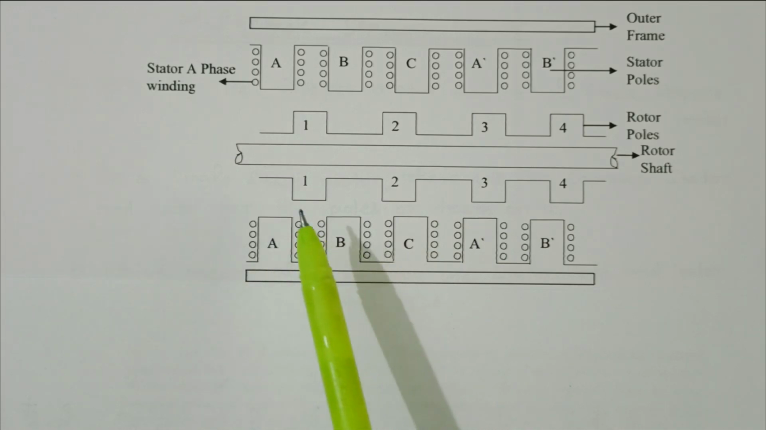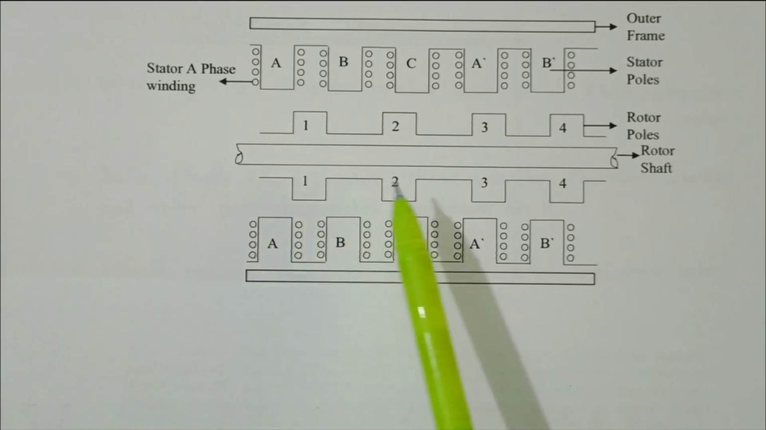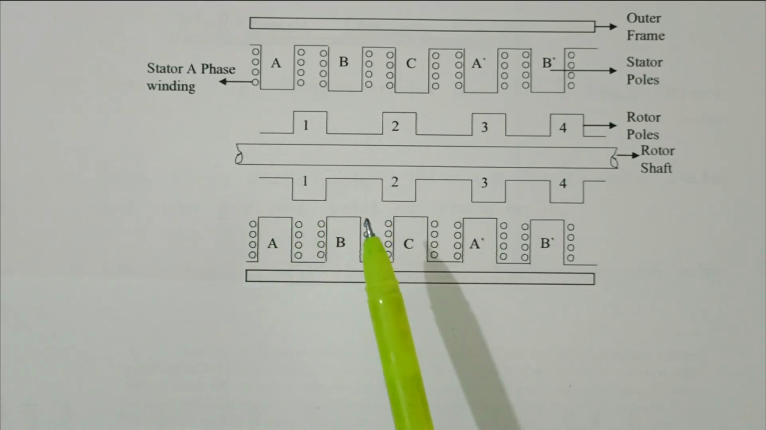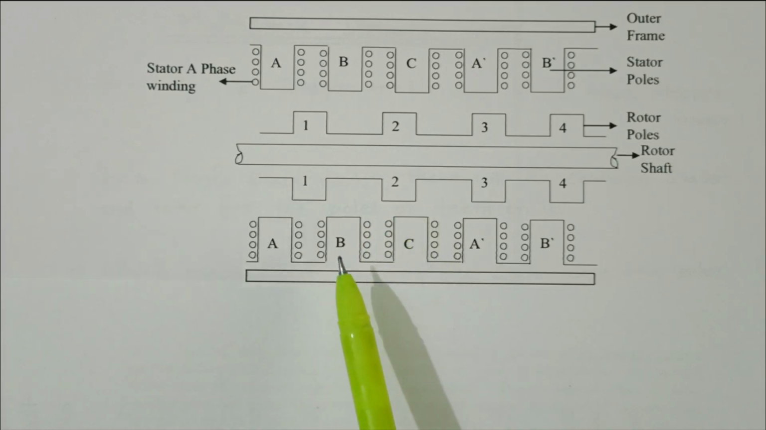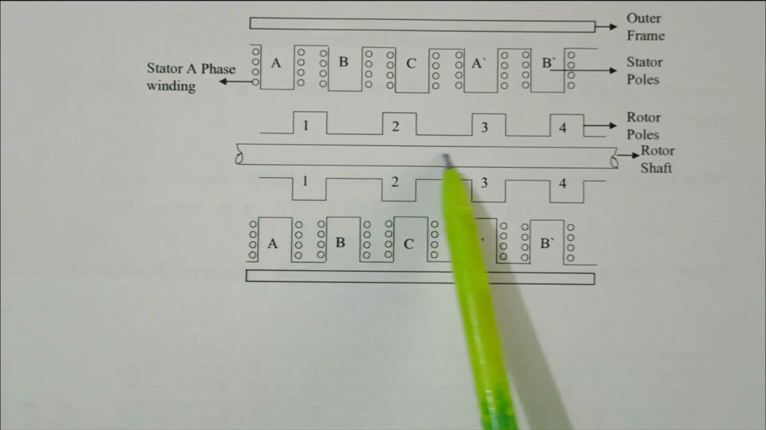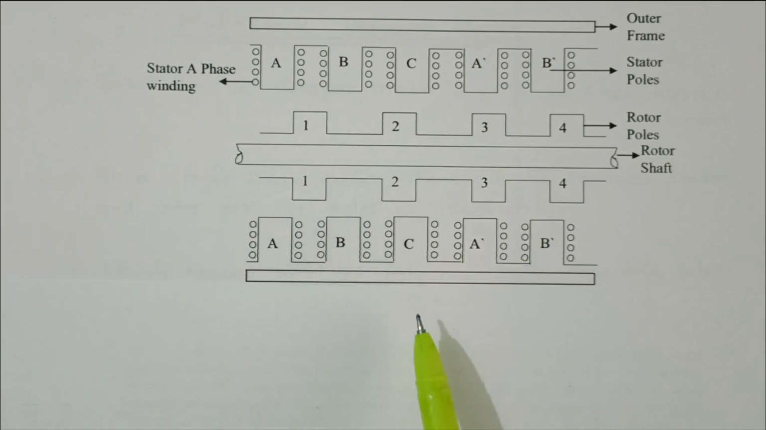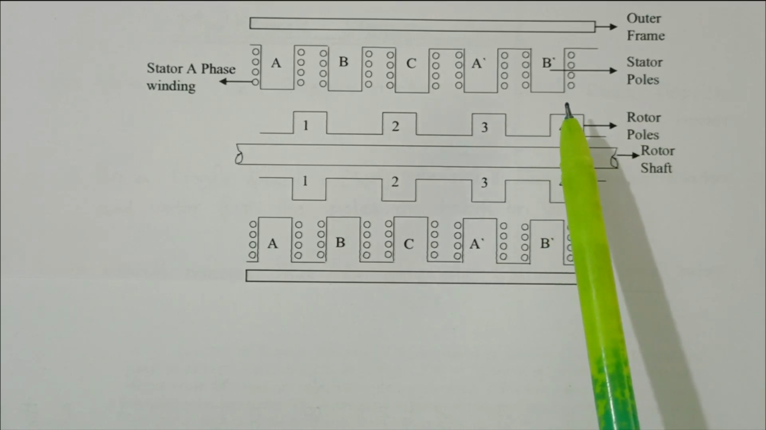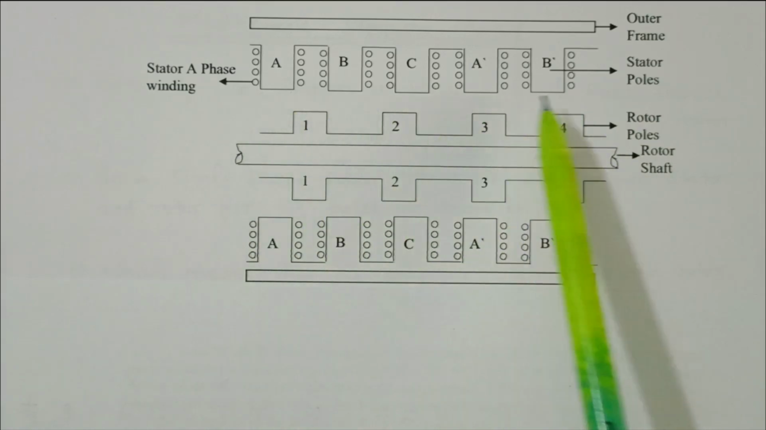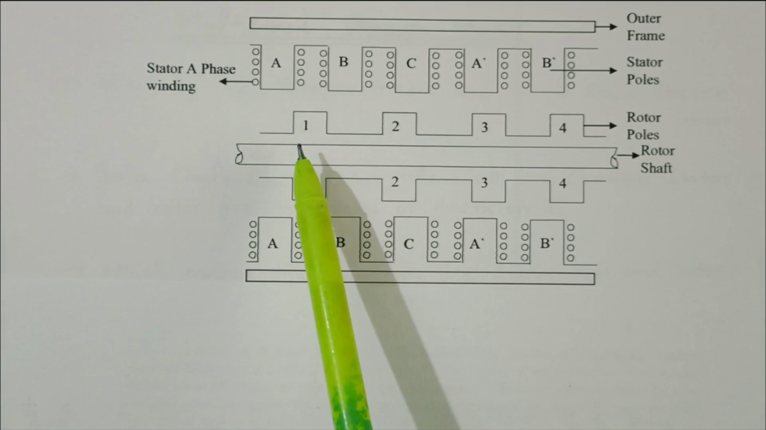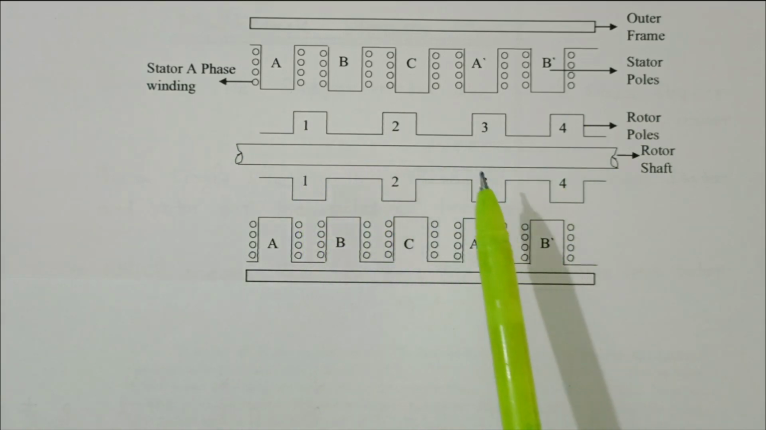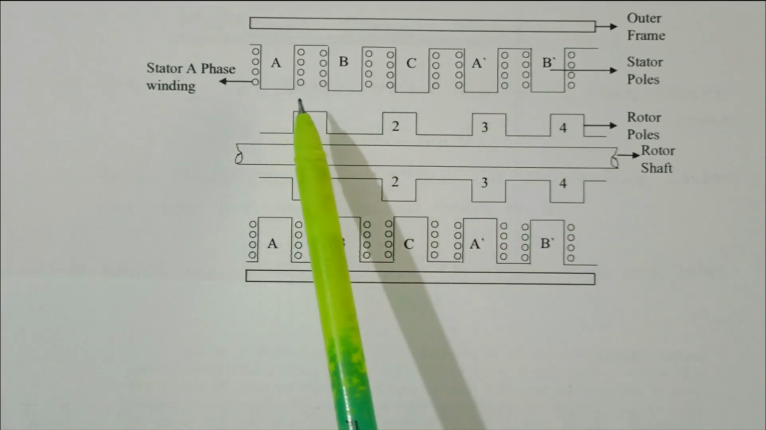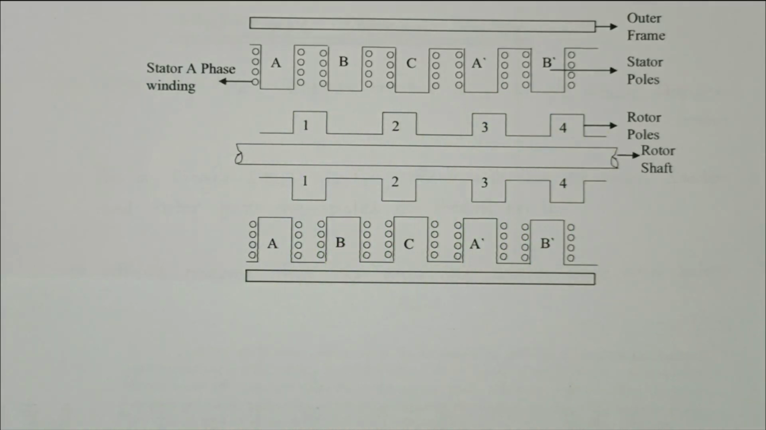It's a single stack. Only one stator and only one rotor frame is available, over which stator poles and rotor poles are placed. Right. So this is the rotor shaft. Over that rotor poles are available. This is the outer frame and stator core, over which stator windings are placed. Here the rotor is having 1, 2, 3, 4 poles available. Here A, B, C, A dash, B dash, like that the stator poles are available.